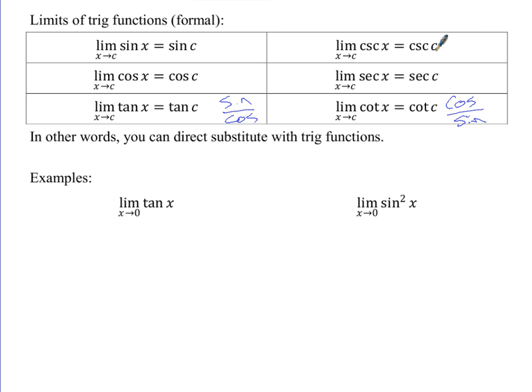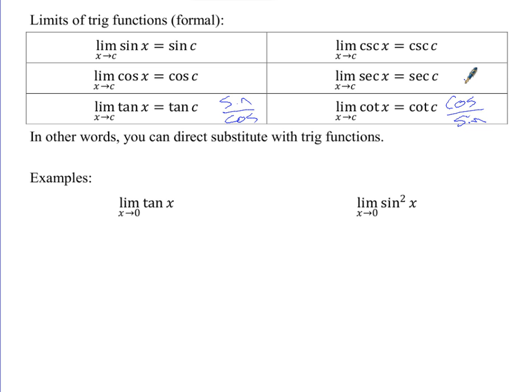And up here, cosecant is 1 over sine, and this one is 1 over cosine. So when sine is 0 or when cosine is 0, we'll have vertical asymptotes here and here. So we have to watch out for that, but that's not going to pop up too much, so I wouldn't worry too much about it. Make sure you know the ones on the left. So we can direct substitute with trig functions.